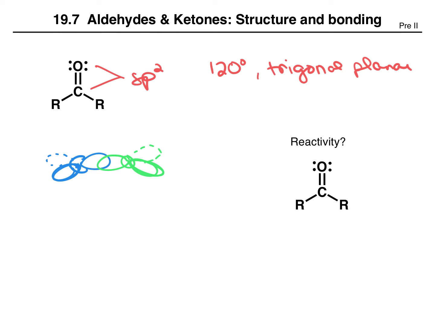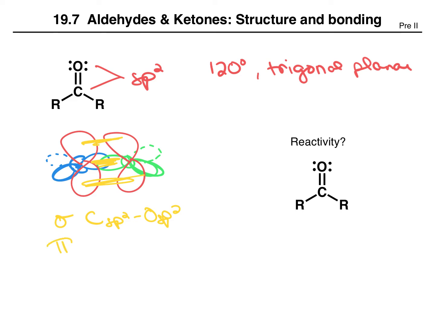In addition, the carbon has a p orbital, and the oxygen has a p orbital. So here we have a sigma bond that's created by the overlap of a carbon sp2 overlapped with an oxygen sp2. And here we have a pi bond that's created by the overlap of a carbon p orbital with an oxygen p orbital. These are going to be overlapped with whatever the R groups are. And then these are the orbitals that will hold the lone pairs of electrons.